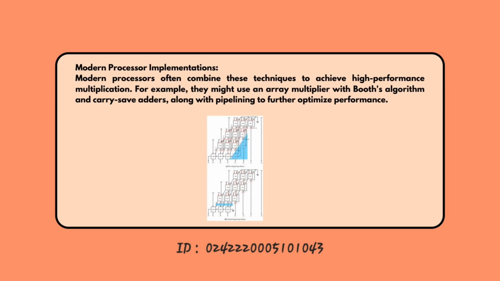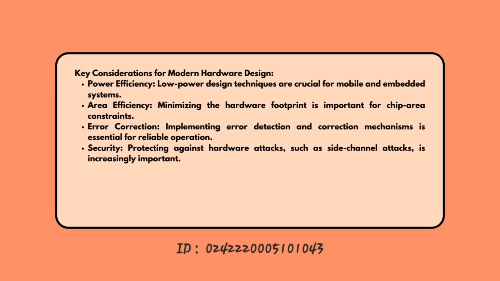Modern processors often combine these techniques to achieve high performance multiplication. For example, they might use an array multiplier with Booth's algorithm and carry save adders, along with pipelining to further optimize performance. Key considerations for modern hardware design.